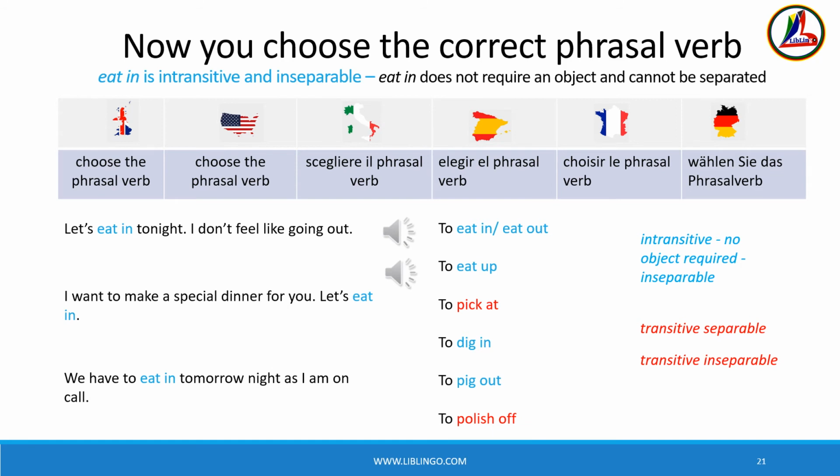And here are the answers. Let's eat in tonight. I don't feel like going out. I want to make a special dinner for you. Let's eat in. We have to eat in tomorrow night as I'm on call. Eat in is intransitive and inseparable. Eat in does not require an object and cannot be separated.